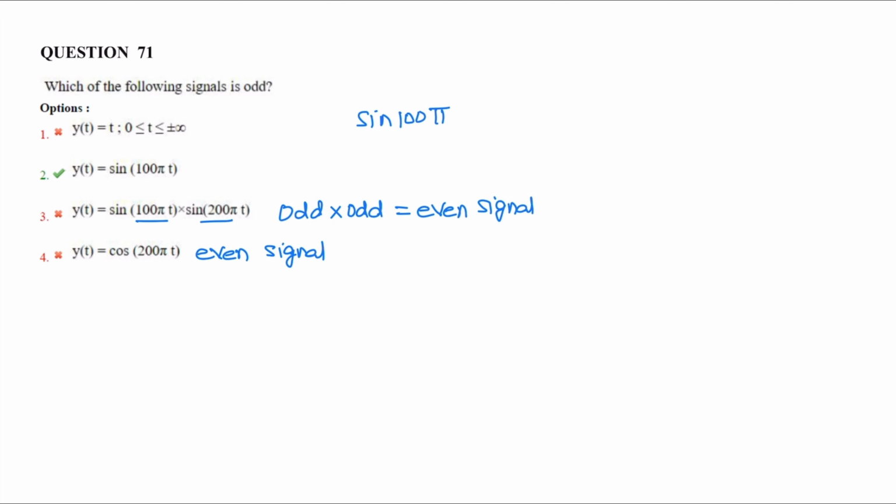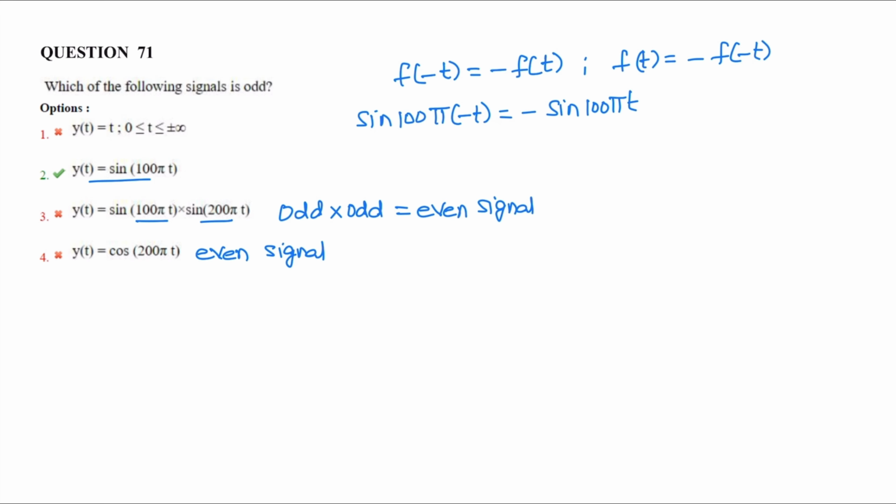So sine of 100 pi of minus t is minus sine 100 pi t. So that is f of minus t will result in minus f of t. So the correct option is 2, which is an odd signal. Or we can also write f of t is equal to minus f of minus t.